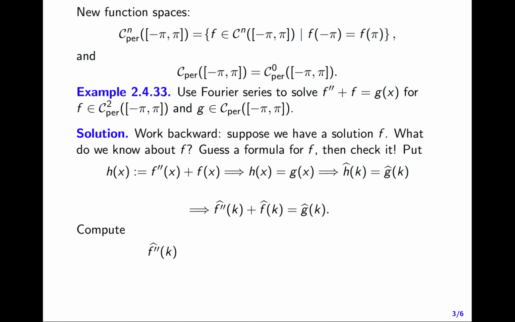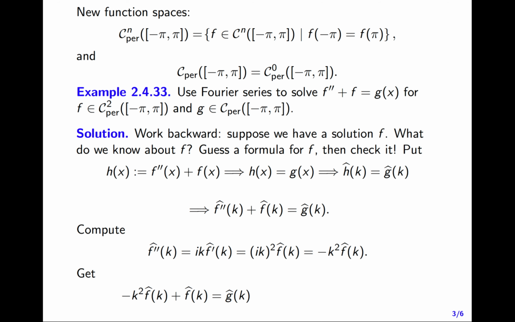F double prime hat of k is ik f prime hat of k. So I killed off one prime there and turned that into multiplication by ik. I'm left with a prime, so this becomes (ik) squared f hat of k, or minus k squared f hat of k. And so, if I have f double prime plus f equals g of x, that means that minus k squared f hat of k plus f hat of k equals g hat of k.